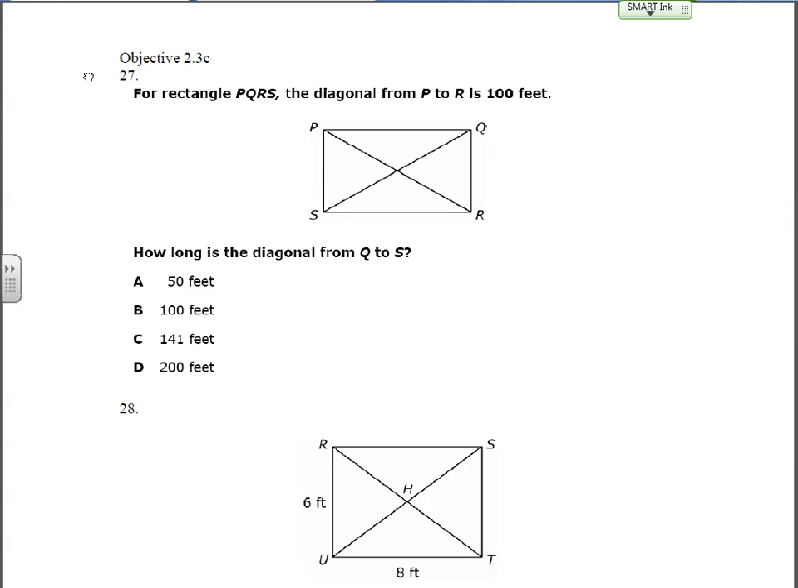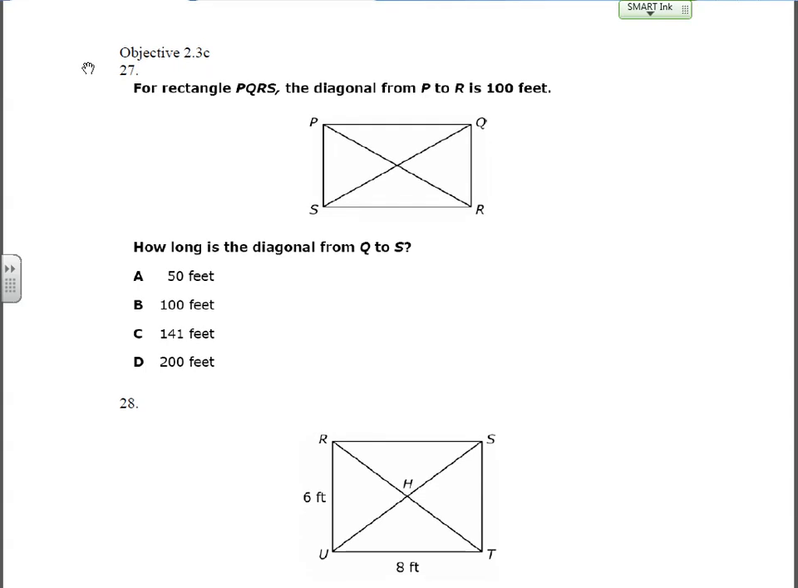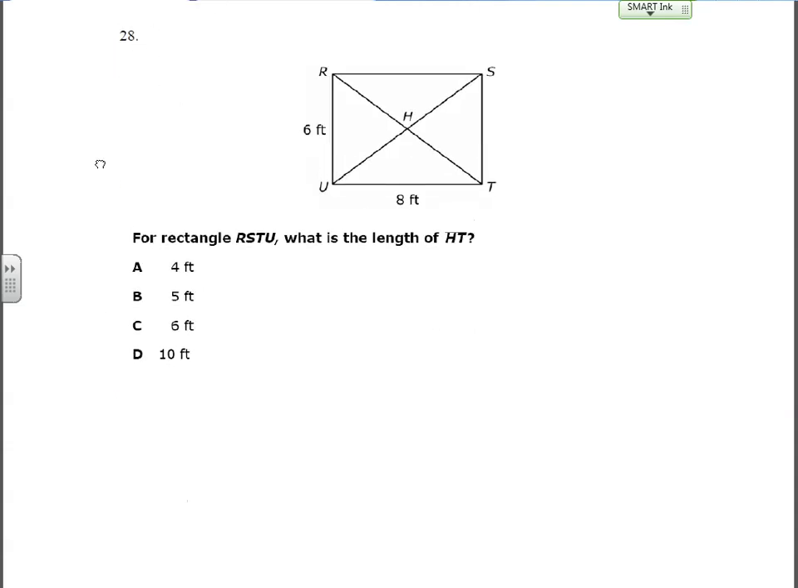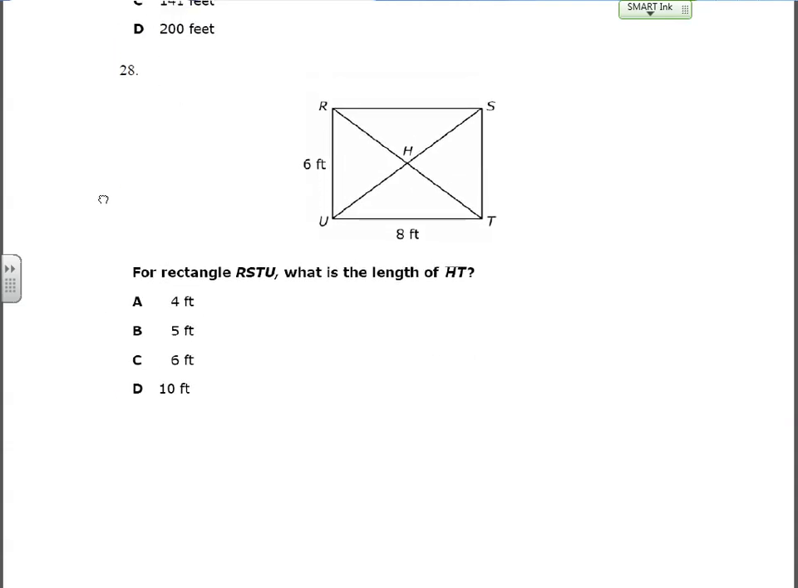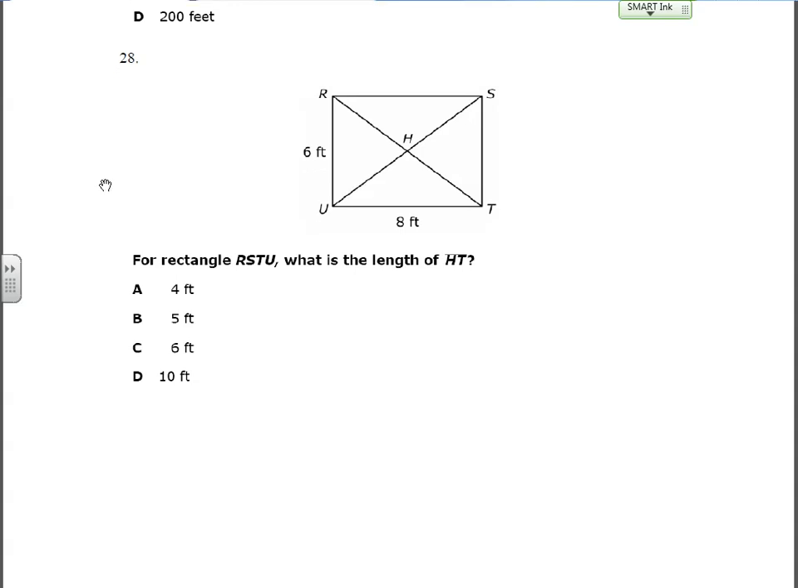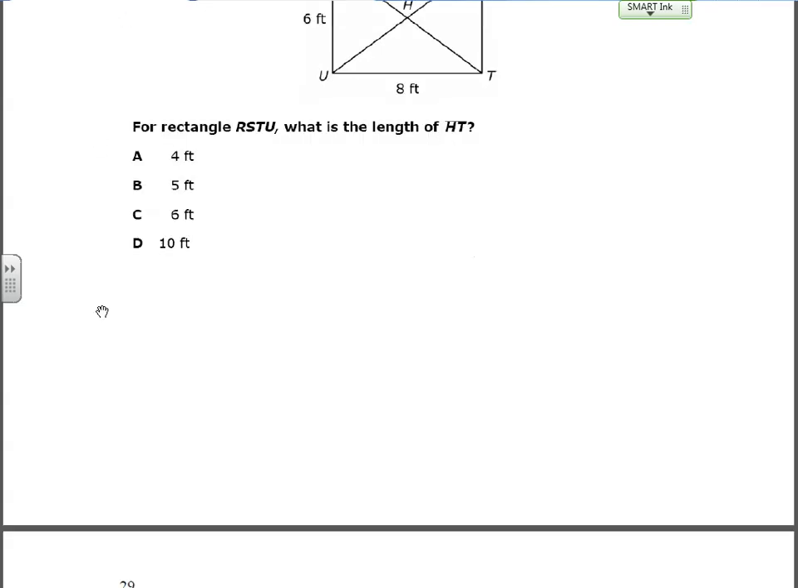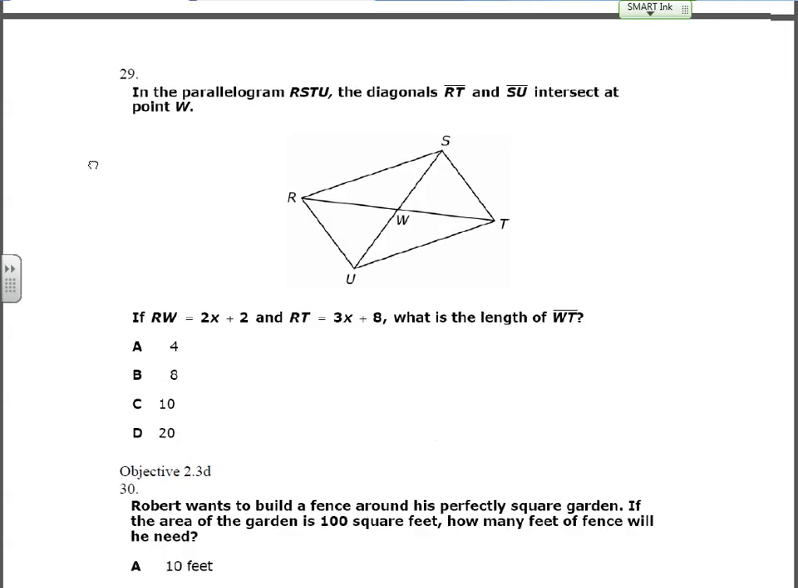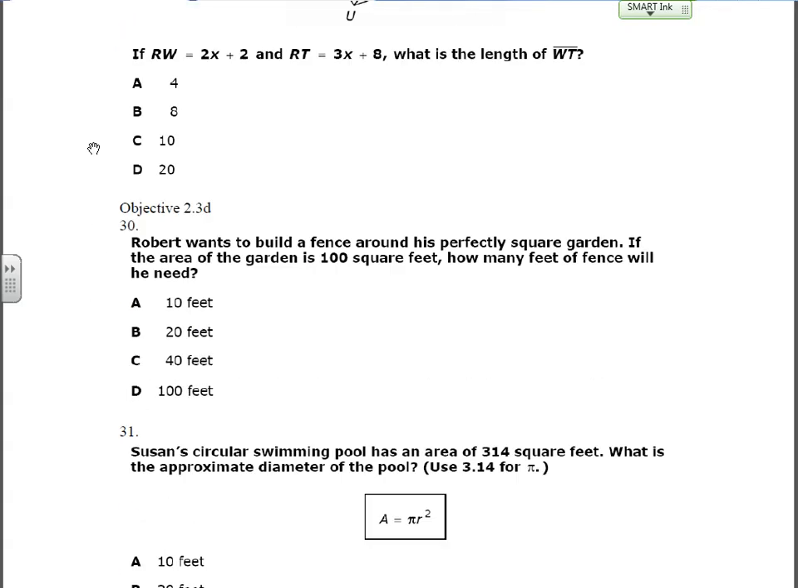This one says the diagonal from P to R is 100, and it's asking for the diagonal from Q to S. So knowing the diagonals are congruent, because it's a rectangle, that's the knowledge there. This one, for rectangle RSTU, what is the length of HT? For this one, you'd need to use the Pythagorean Theorem to get the diagonal, and it's asking for HT, which is going to be half of that, based on the properties of a rectangle. So all those things that we've talked about this unit are very prevalent here.